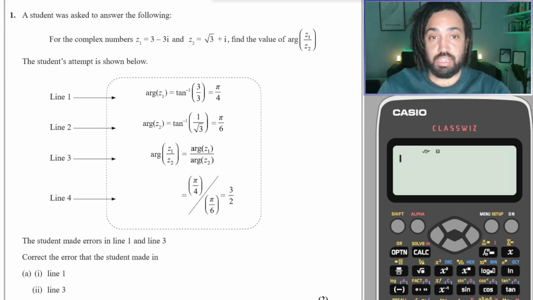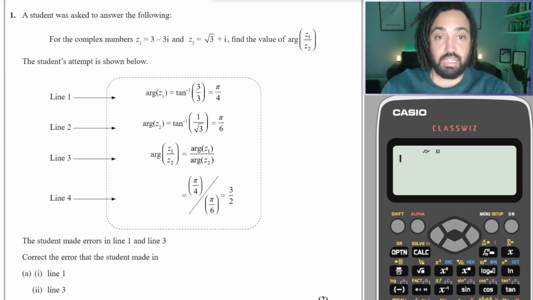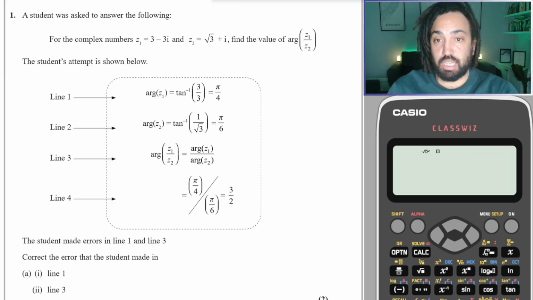Okay, a student was asked to answer the following. For the complex numbers Z1 and Z2, find the argument. This is the attempt. So there is an error made on line 1 apparently. Okay, let's go find that error.